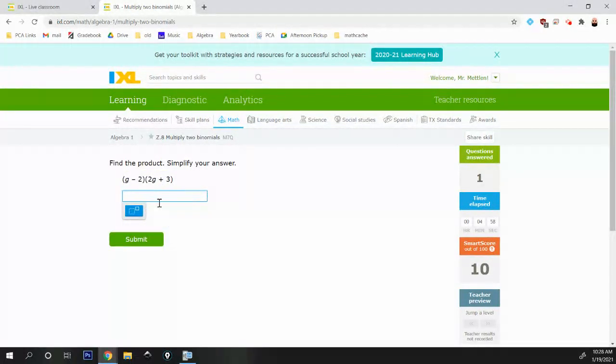And it's the same for all these. So no matter what, I'm going to pick the first term in the first parentheses, g. And we're going to multiply it by both terms, so the 2g and the 3. So I'm going to multiply g times 2g, and then I'm going to multiply g times 3. And then we're going to write them down.